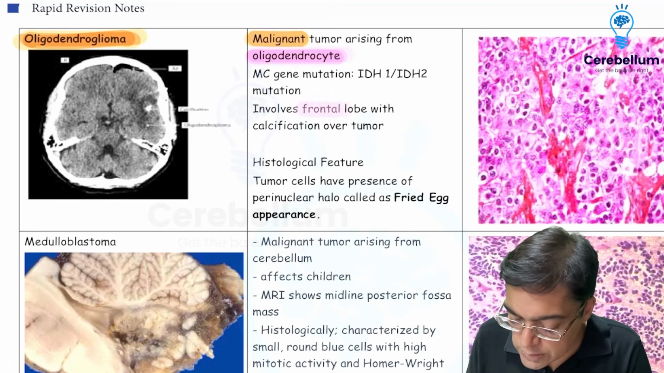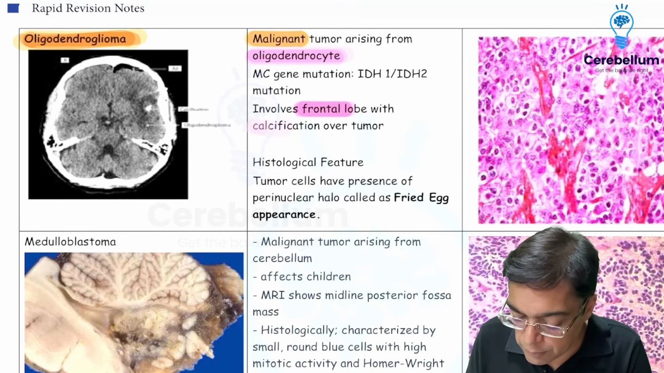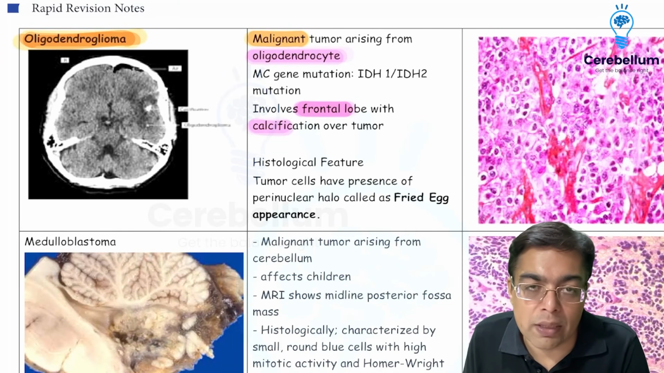Importance knowing about this tumor is that it is going to be causing involvement of the frontal lobe, and this tumor is going to be having the presence of a calcification. Now, because you have an involvement of the frontal lobe, the patient is going to be having a disinhibited way of talking. At times, patients are going to be having behavioral changes.